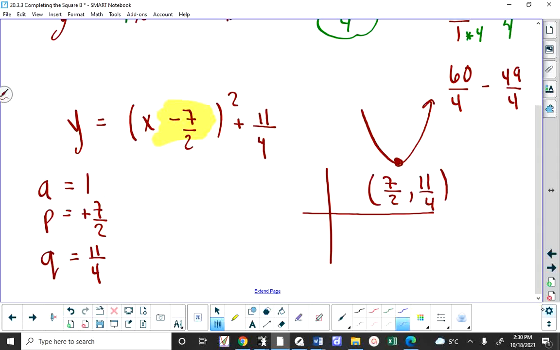And from there, you could tell me anything. You could tell me whether there's a max or min. You could tell me what the max or min is. You could tell me what the axis of symmetry is. You could figure out the domain, range, all that stuff. Any questions with that second example? So the goal here is it doesn't matter if the numbers work out nicely or not. They're decimals or fractions, you got to be able to handle it.